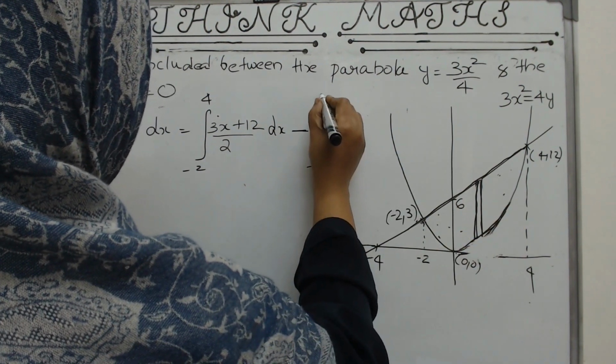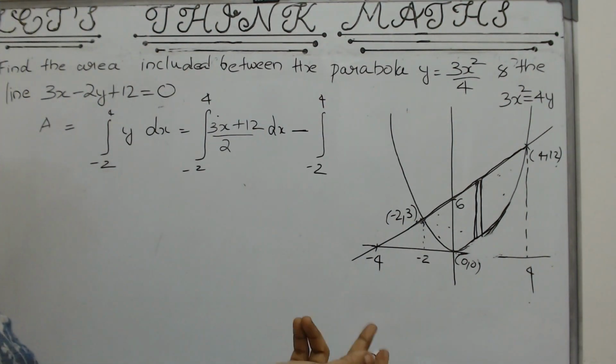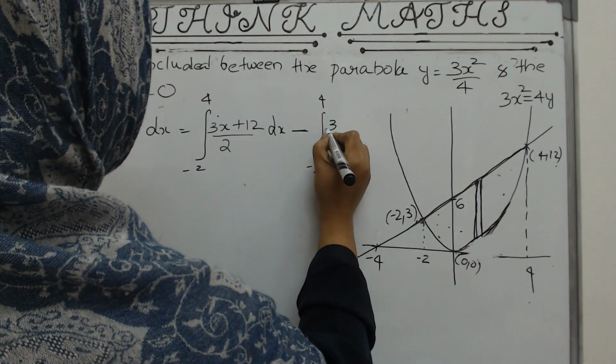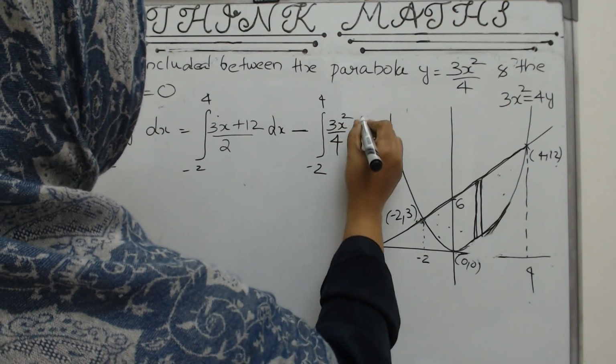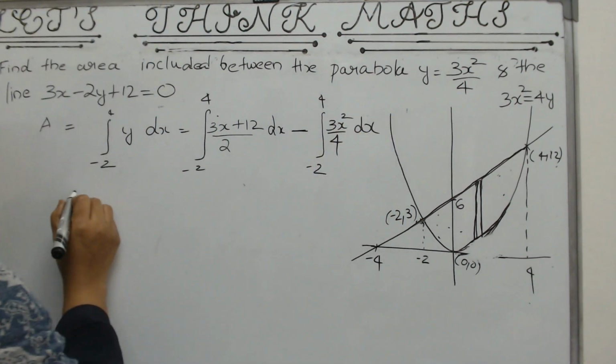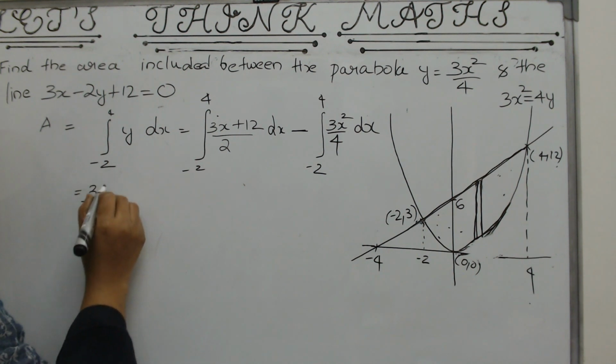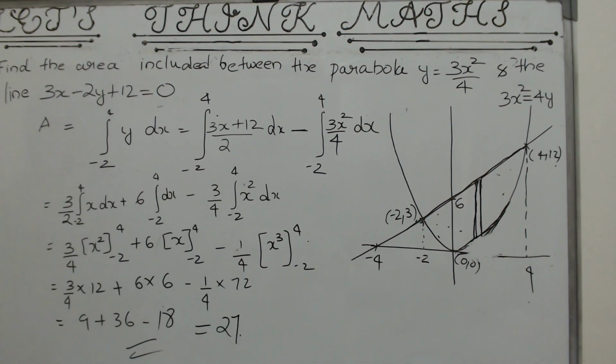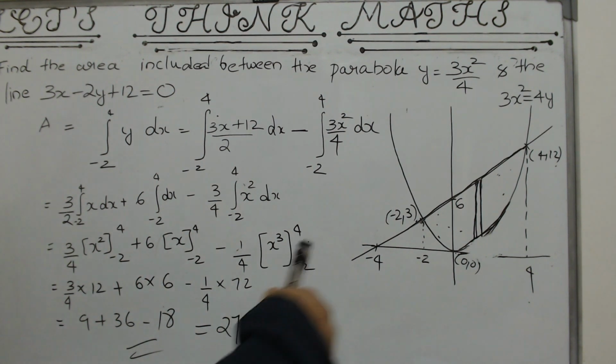The same limits, but then what is the y when it comes to the parabola? It is 3x²/4 dx. Now all that is left is to integrate. Let us integrate and find out. Now this is the answer that you get after integration and applying the limits. This whole chapter is about the application of integration, so that is why I am not going into detail about each and every step. We are just discussing how to apply integration to find the area of bounded regions.